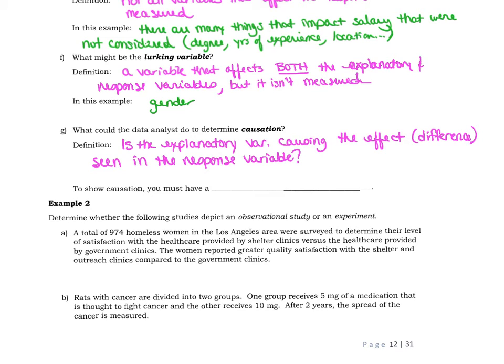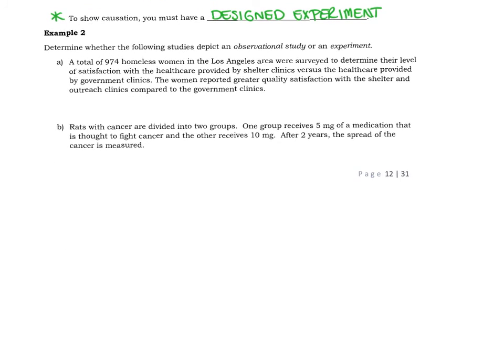All right, so to show causation, and this is a really important note here, to show causation, you must have a designed experiment. Okay, if you don't have a designed experiment, you cannot show causation, beginning and end of story. Okay, so real quick, we've got a few down here at the bottom to go through. Again, feel free to pause the video and try these out on your own if you would like. Your choices are observational or experiment, or in some cases, maybe you can't tell.